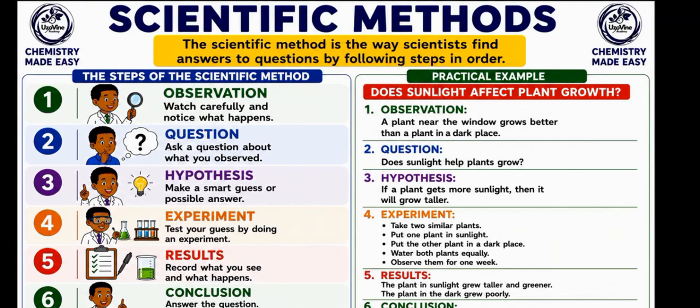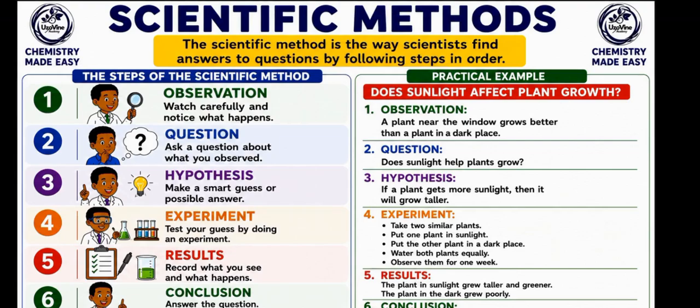What do we mean by scientific method? Scientific method is the way scientists find answers to questions by following steps in order. Or you can put it this way: scientific methods are orderly steps followed by scientists in order to find answers to questions. Now, let's look at the steps.